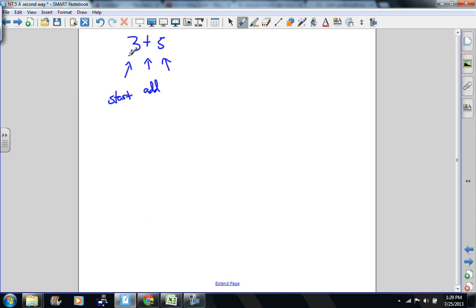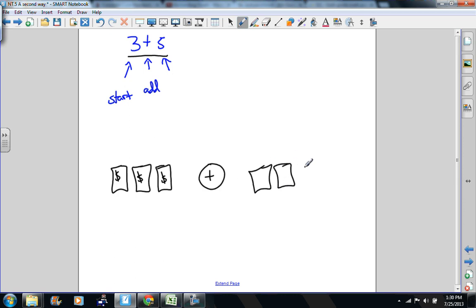So I'm looking at the first problem, 3 plus 5, it's just a regular number. What you want to do, just like the number line method, is start at 3, except I want to think of it as we have $3. So $3, that's what we start with. The middle symbol will tell us if we're going to add to those $3 or take away from those $3. In this case, we're going to add in $5. So the total number that we have is 8.